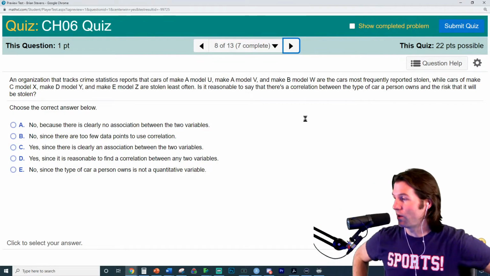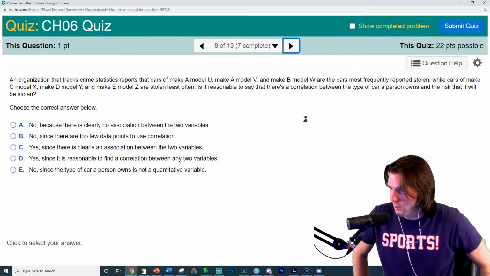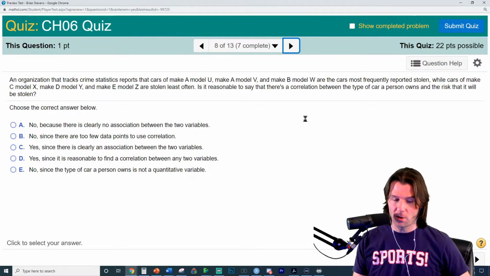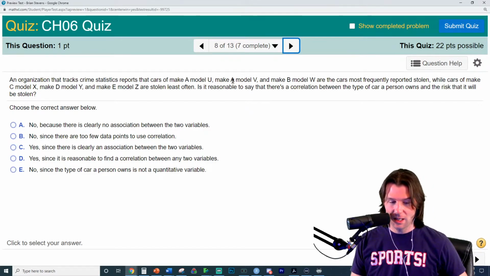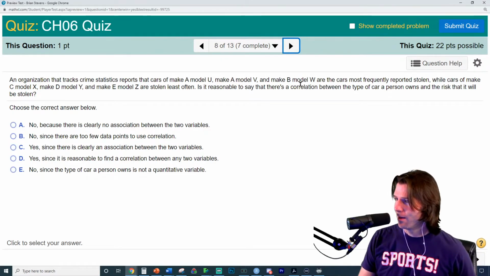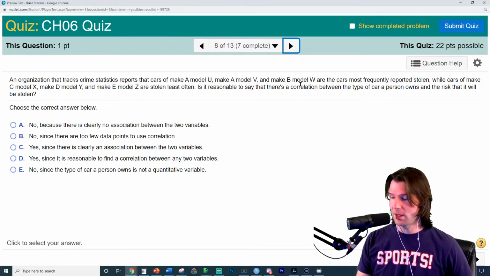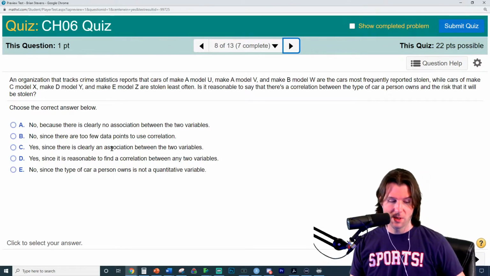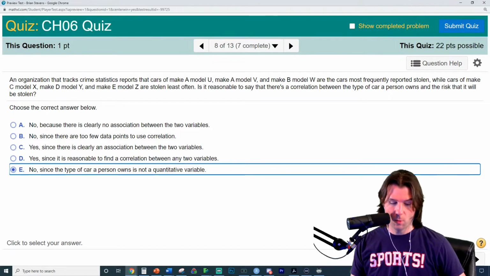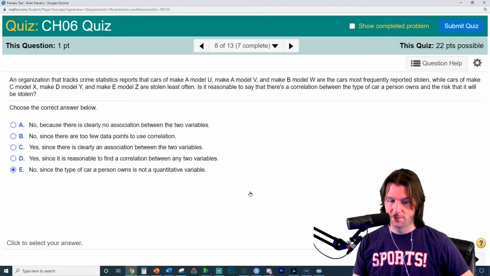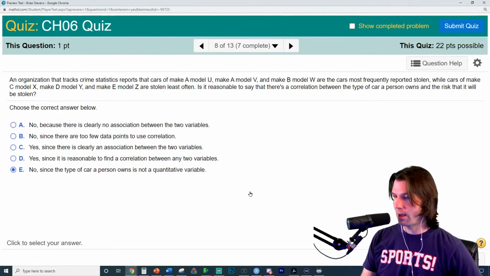All you have to memorize for this one is QQ, straighten up, no outliers. And we're looking at the model of cars right here. So we have model of cars A, wait a minute, models of car B. If this is quantitative, which is QQ, then we can do this, but it's not quantitative, so we can't do it.